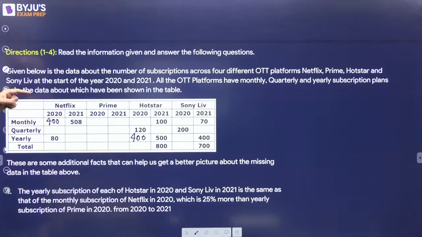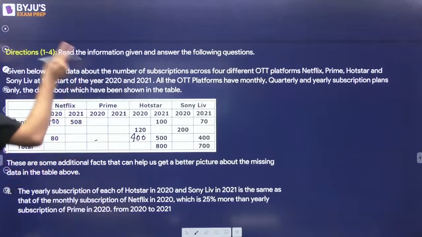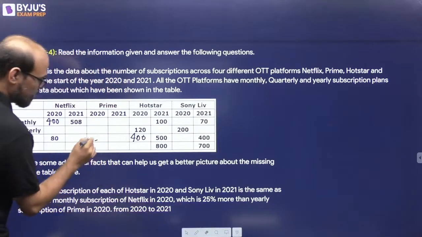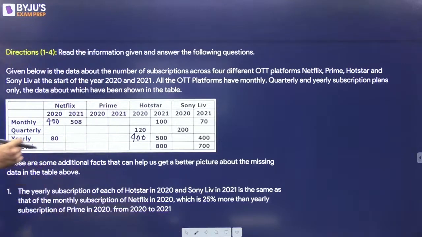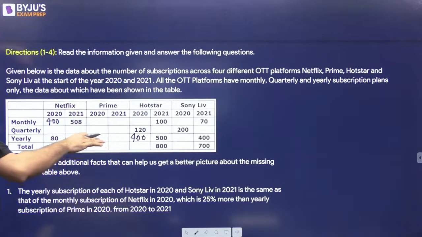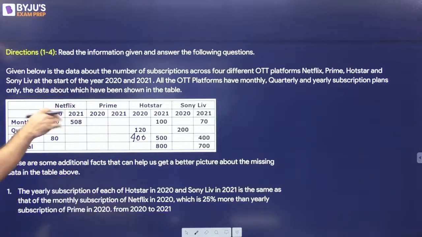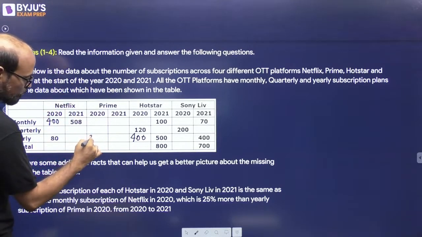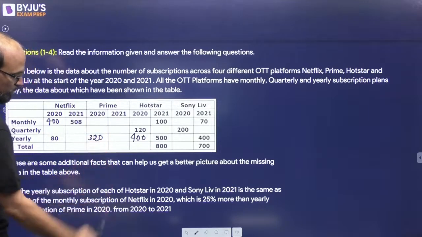Now this it says is 25% more than yearly subscription of Prime in 2020. So this is 25% more than the yearly subscription of Prime in 2020. So I have to think of a number whose 25% increase gets up to 400, right? So which number should that be? So can we say that there is going to be a number whose 25% increase, meaning 5/4, is 400? So if you think about it, this is going to be 320.